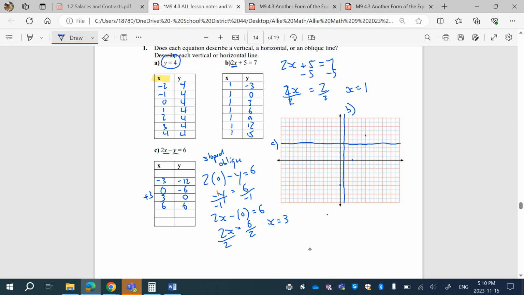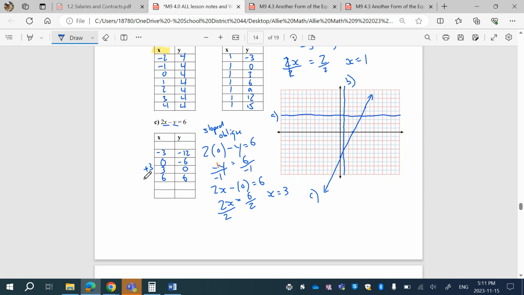So our line will look something like that. Okay, go that way, go that way. That's C. Okay, let's look at our next ones.